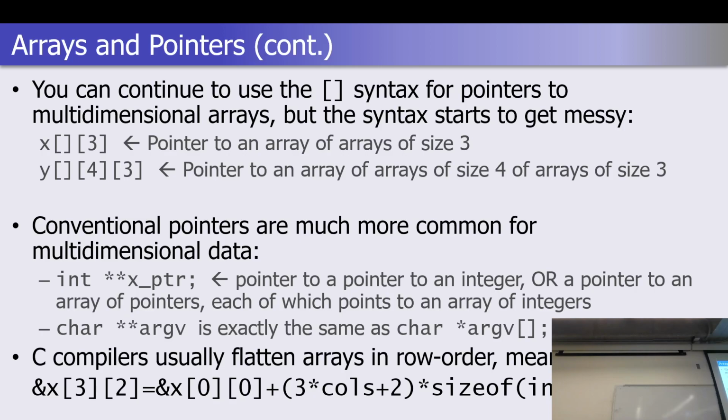So when I have int star star x pointer, it can be one of two things. It is a pointer to an integer, or it can now become a pointer to an array of pointers, each of which points to an array of integers. So it's a two-dimensional array of integers, assuming it's been set up properly.